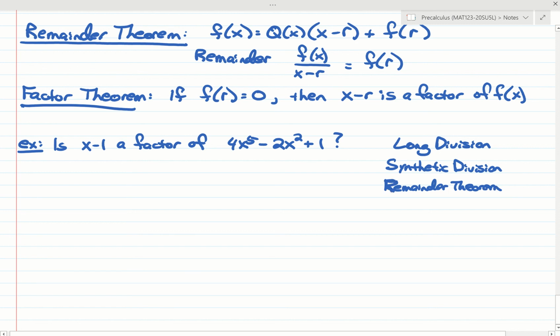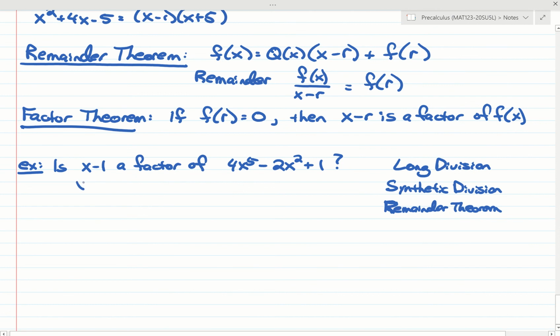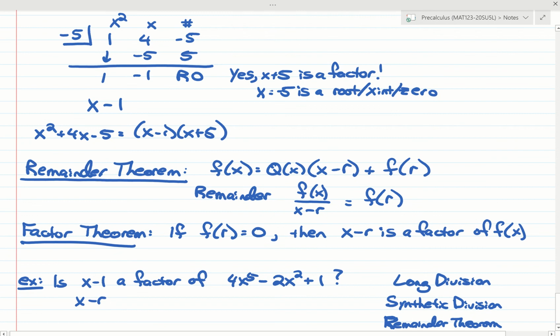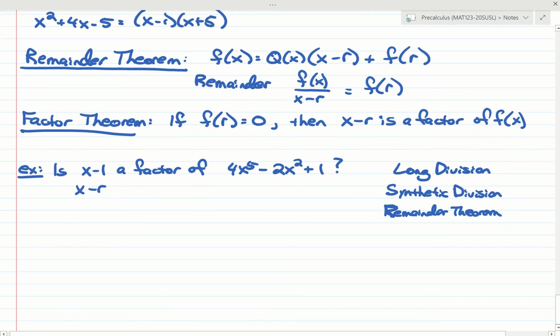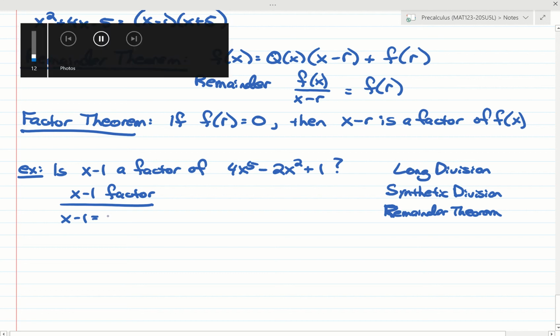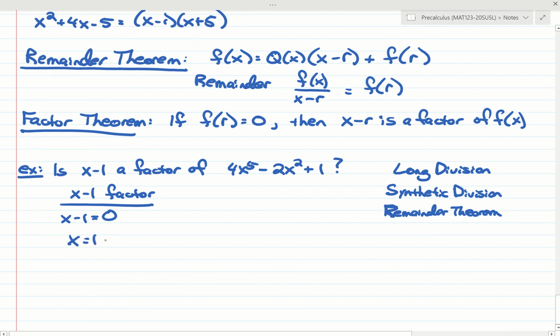So the remainder theorem would say this would be x minus r. So r is actually the root. Remember we talked about that over here? We said that if we have a factor, you can get the root by making it equal to 0 and solving it. So if x minus 1 is the factor, we set x minus 1 equal to 0, telling us that x equals 1 is the root.